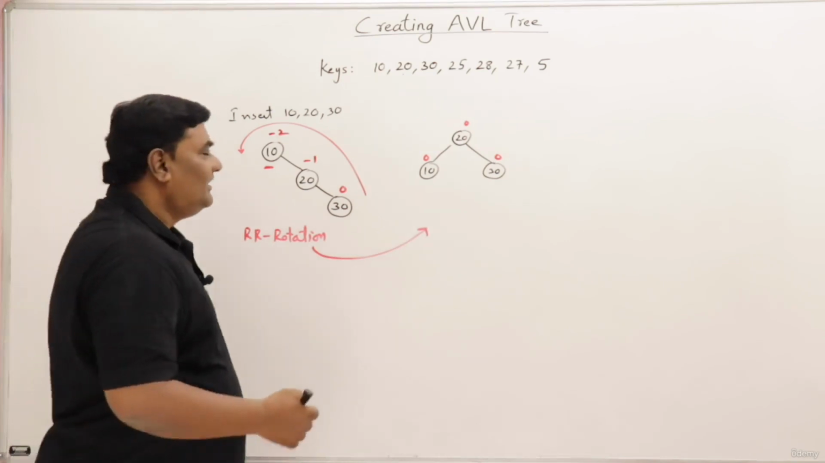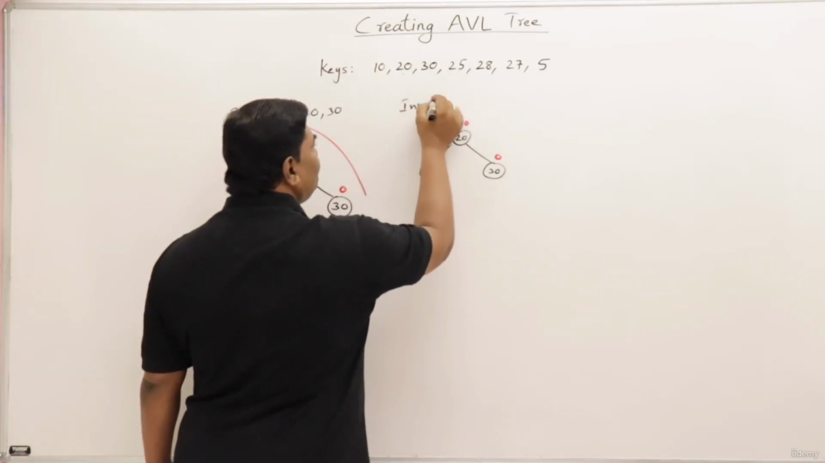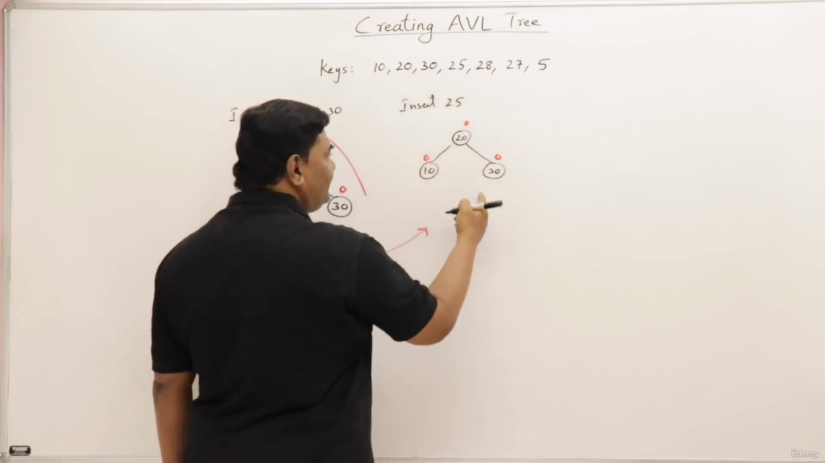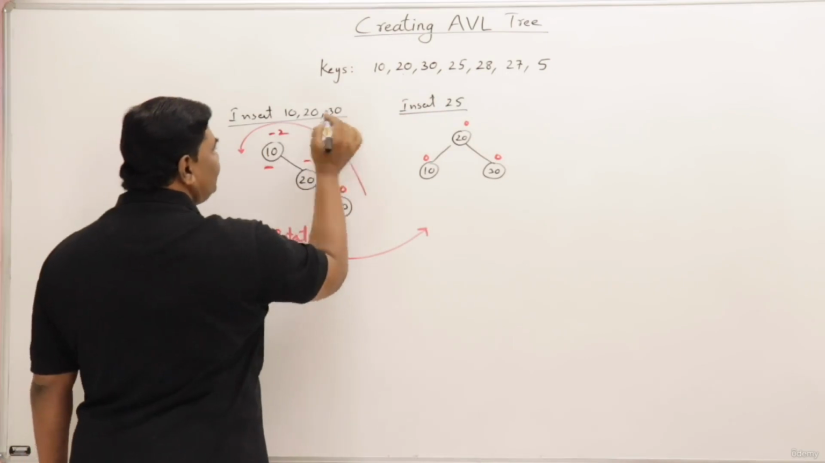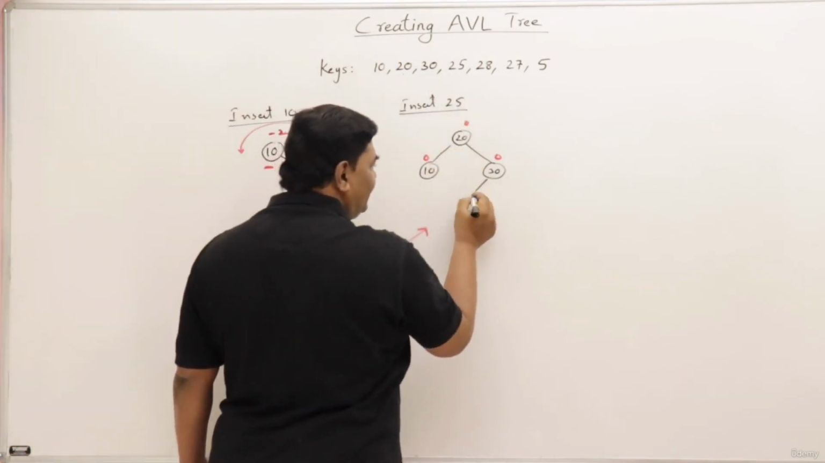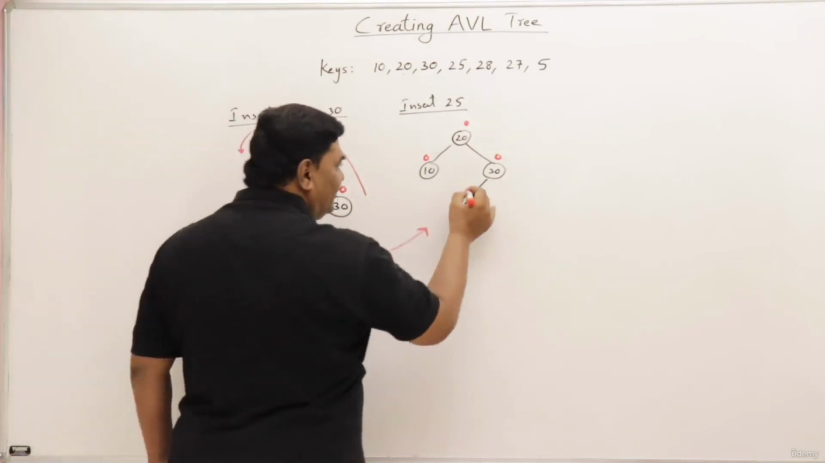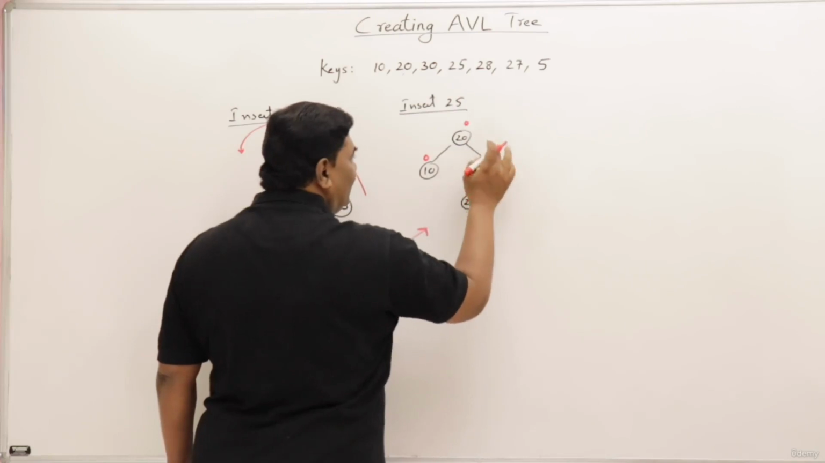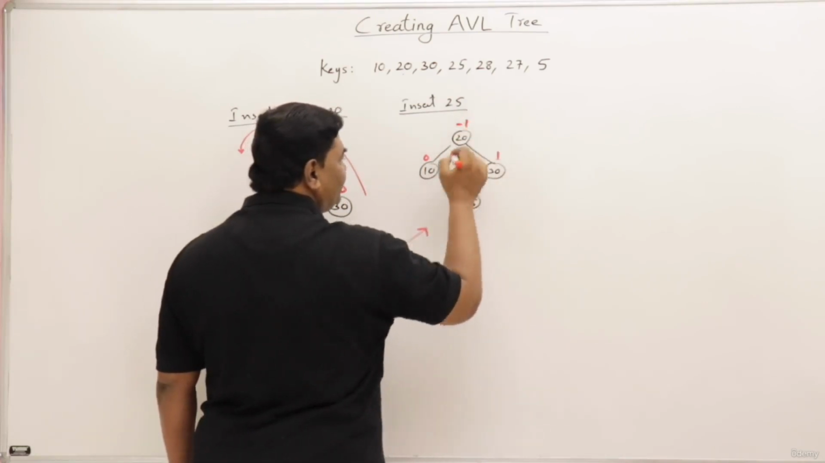Let us continue. I have to insert more keys. So here I will insert 25. Now this is the resultant tree I have. So I will insert 25, right? Here I have inserted 3 keys. Now 25 is greater than 20 but less than 30. So it comes on this side, 25. What are the new balance factors? This is 0 and this is 1 and this is 1 and 2. So this is 1 minus 2, which is minus 1.